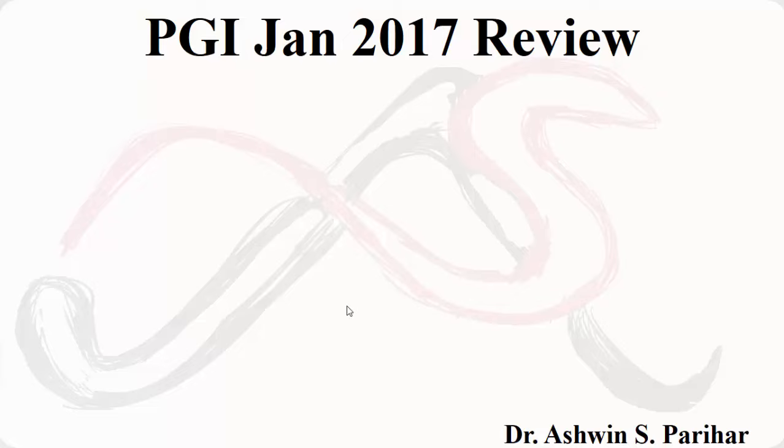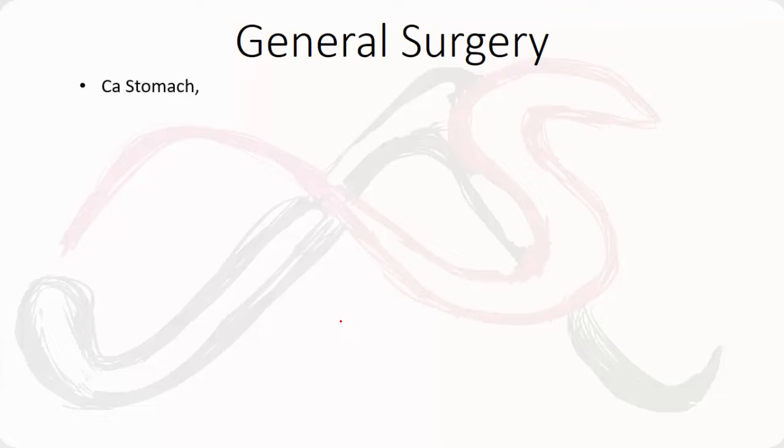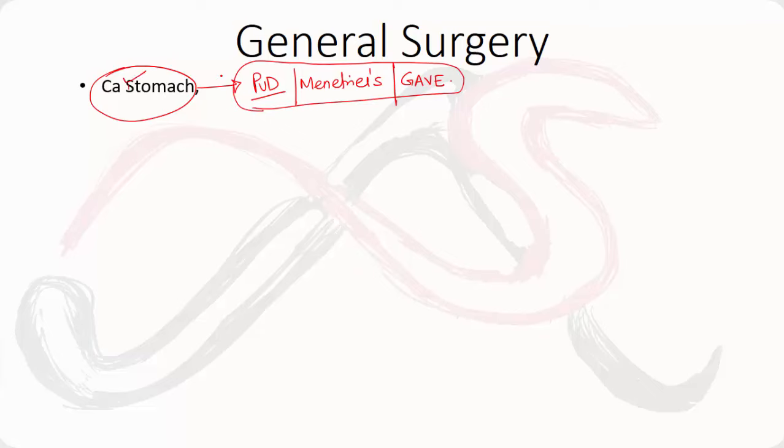And the first topic that I'll be taking up is general surgery. The first thing that is important and that should be read by all of you is CA stomach. Apart from CA stomach, you should also be reading about peptic ulcer disease, Menetrier's disease, and gastric antral vascular ectasia. Regarding these topics, both CA stomach and these conditions, you should be very well versed with the different manifestations they give, their types, and their diagnosis and management.